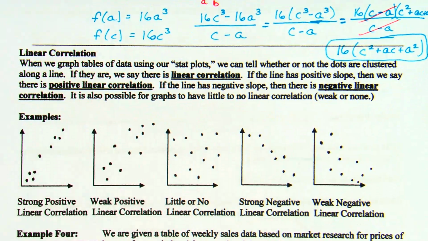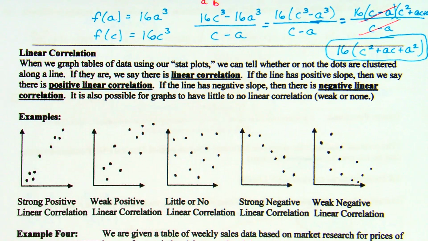So, linear correlation. Okay, you guys have done linear correlation in your algebras. That's not new. So first of all, we're going to be using stat plots when we get there. We graph tables of data using our stat plots. We can tell whether or not the dots are clustered along a line. Remember, in linear correlation, it could either have a positive correlation or a negative correlation or no correlation. Basically we're talking scatter plots here.